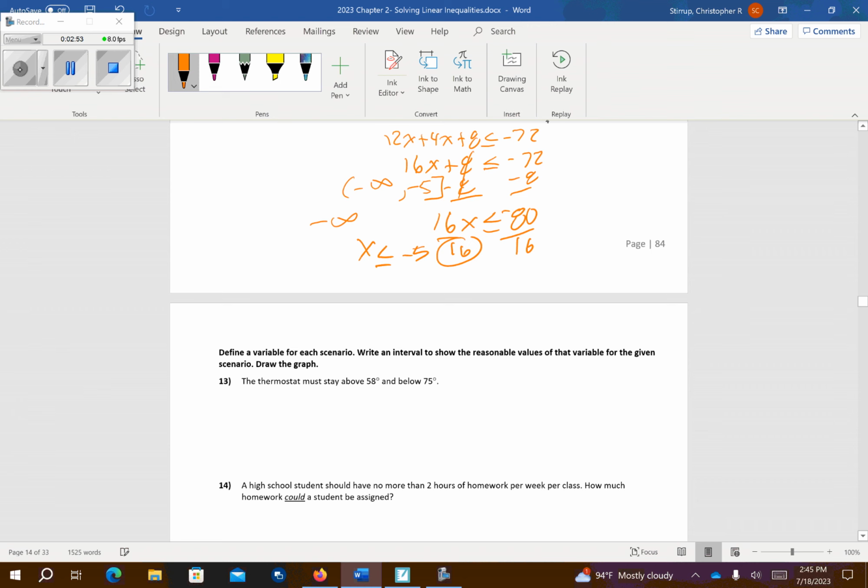Okay. Number 13, thermostat must stay at or above 58 and below 75. So at 58, at or above, and below 75. It says define the variable. Well, it said x, interval that shows reasonable value. There we go, and then draw the graph. So 58 is here, that's a solid dot. 75 is here, that's an open dot. And there we go.